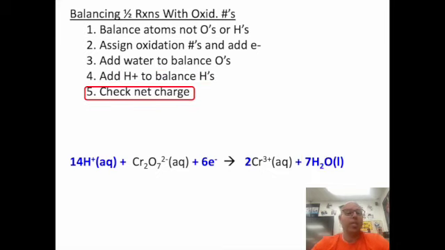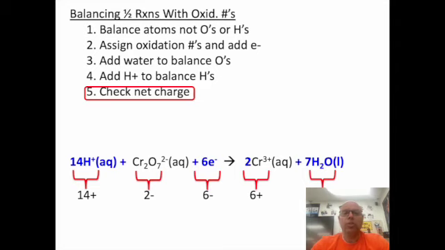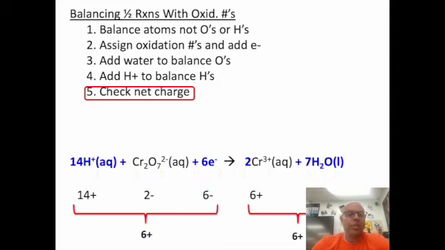I can check my net charge to see if it balances electrically. So I've got 14 positives there and -2 there, so I'm at positive 12. Another 6 negatives brings me to positive 6. On this side I've got a positive 6 because I have 2, 3 positives, and 0. That adds up to +6 on that side and +6 on that side. They have to be the same. They don't have to be +6 every time. It could be -4, -4, +2, +2, but they've got to be the same. Okay, good.